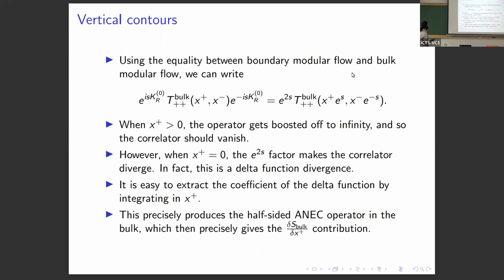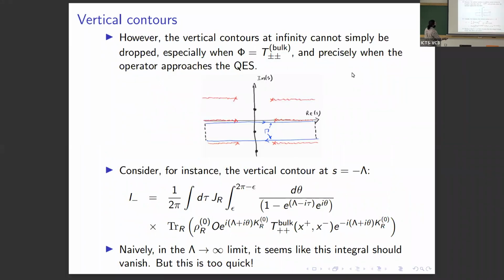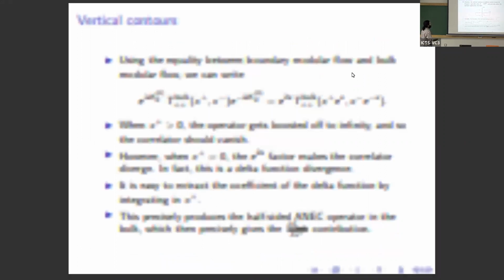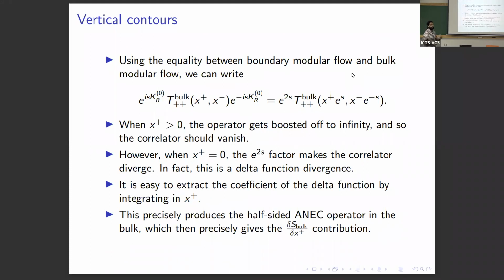So because this operator is carefully tuned to have these plus plus indices, you get an enhancement in S or in lambda, which overcomes this exponential suppression out front. When x plus is not 0, this vertical contour decays exponentially. When x plus approaches 0, it blows up because of this enhancement, and that signals a delta function. And then you can work out the coefficient of that delta function by doing an integral in x plus in an infinitesimal interval.